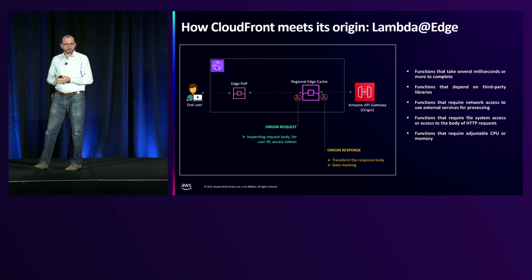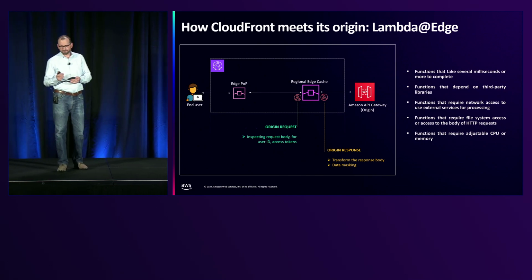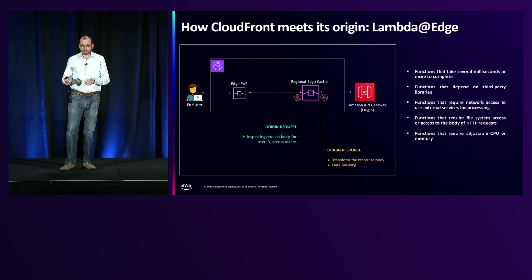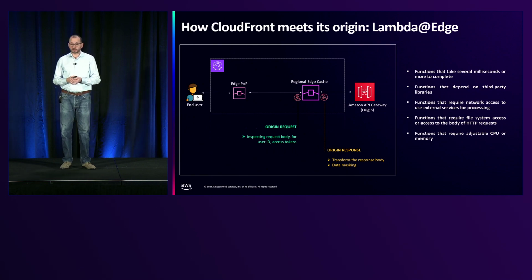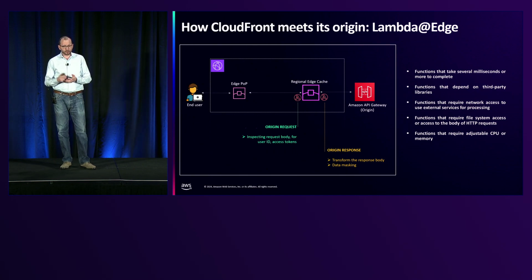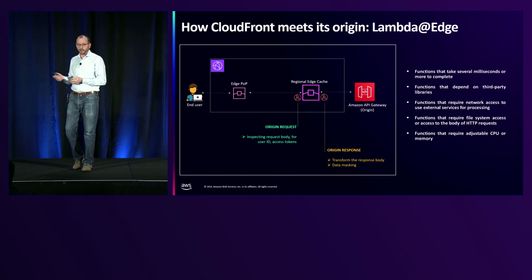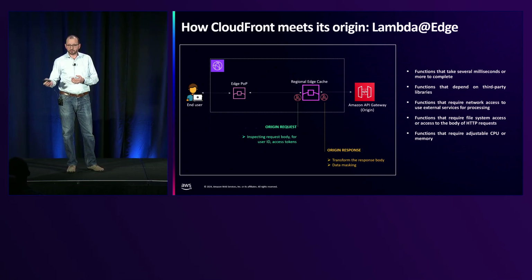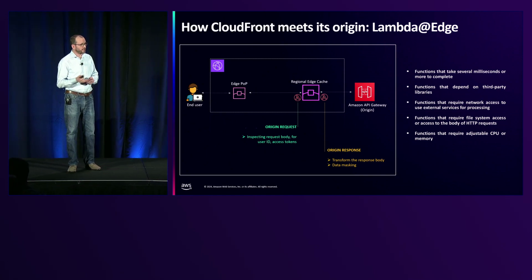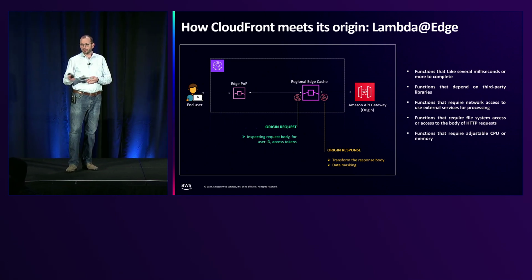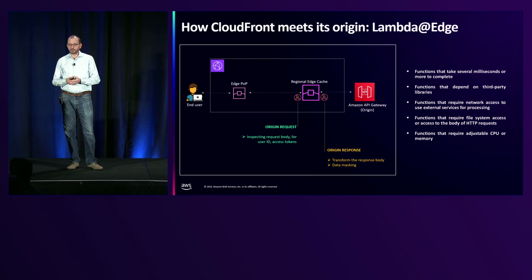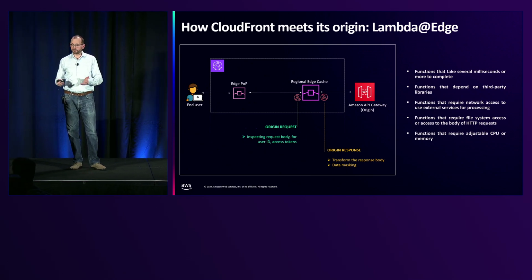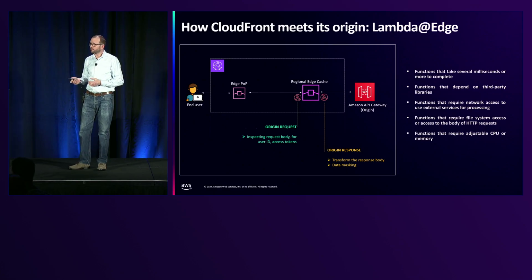So let's walk through the example architecture on this diagram. Let's say that I'm running a product catalog service for an e-commerce application. On the origin request, I need access to the request body in order to run some schema validation. So I can use Lambda at Edge to do that. Then, on the origin response, I can invoke libraries to optimize product images or other media for different types of client devices, mobile, desktop, and so on.